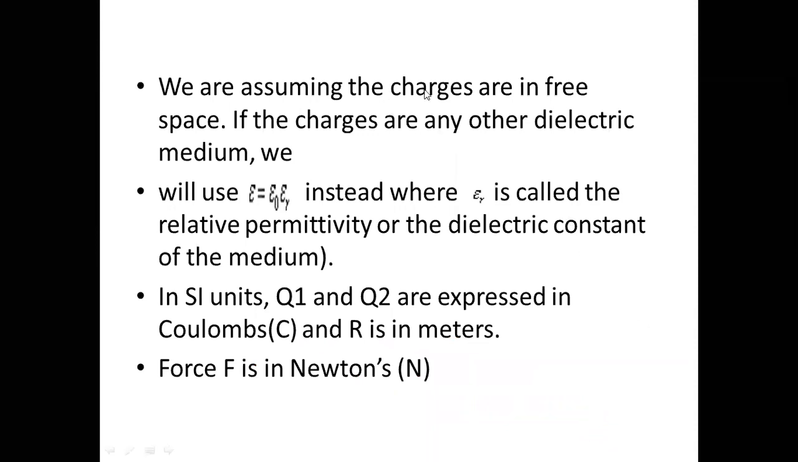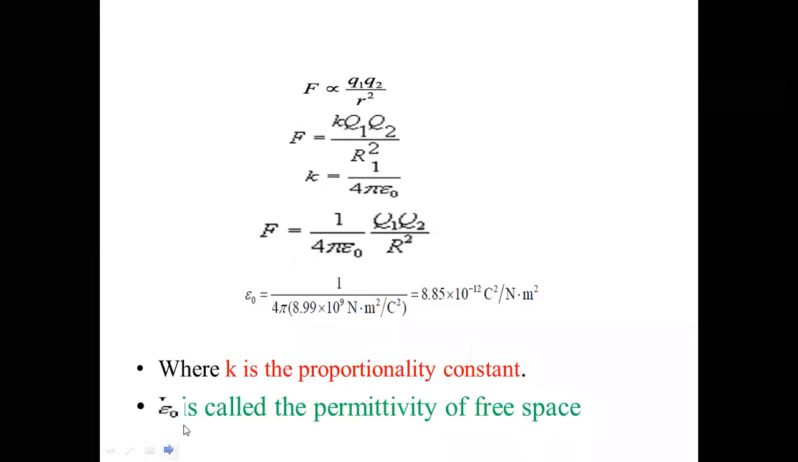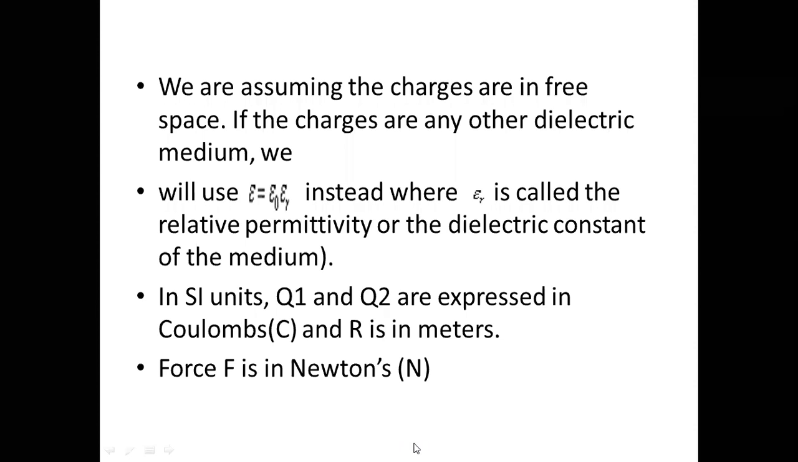Here we are assuming that the charges are in free space. If the charges are in another electrical medium, then this epsilon that we are going to see here is epsilon 0, which we consider for free space. If the medium is not free space, if it is a dielectric medium, then instead of writing only epsilon 0, we simply write epsilon, and that epsilon means epsilon 0 into epsilon r.